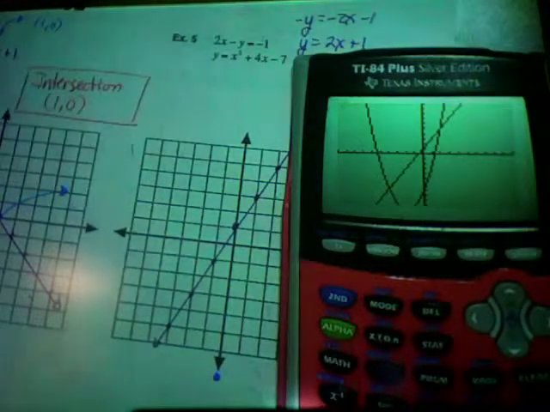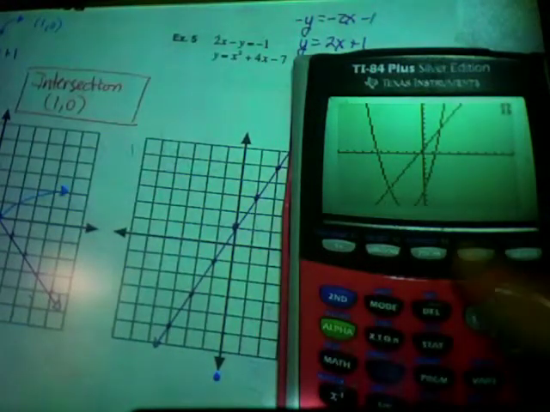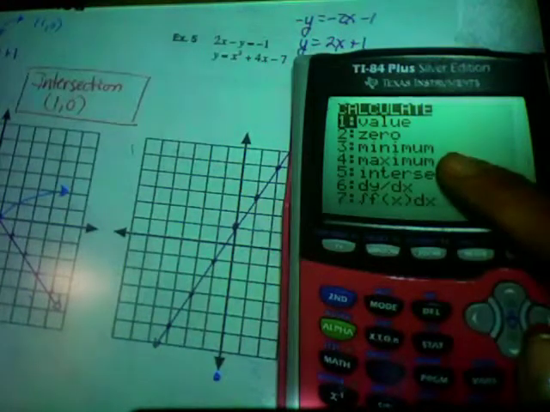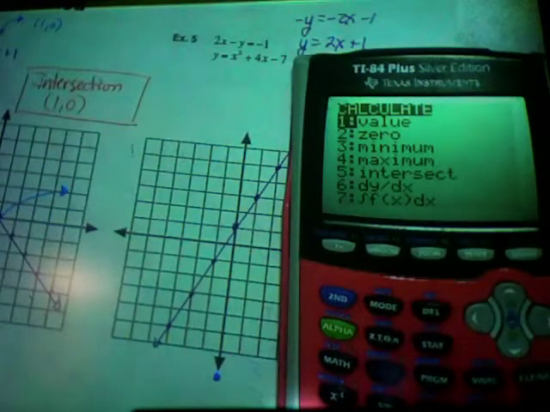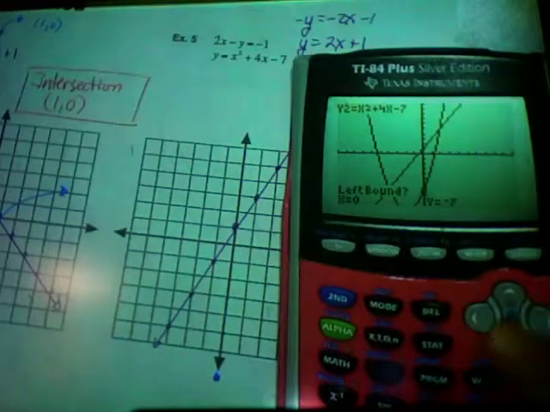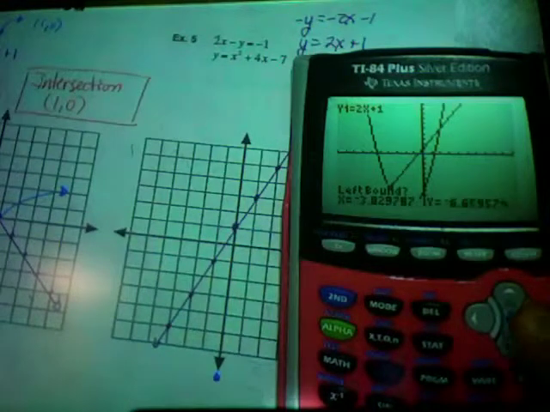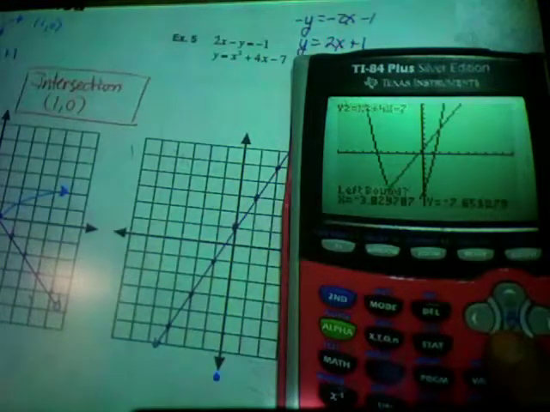Alright, so the first thing I want is my vertex. Can I see it on my graph? No. How can I find my vertex? So I want to go to my calc menu, and I want my minimum, because this is a minimum value, right? Because it opens up. So I'm going to hit minimum, 3. Okay, so I want to get it on my parabola, which I'm having trouble with.